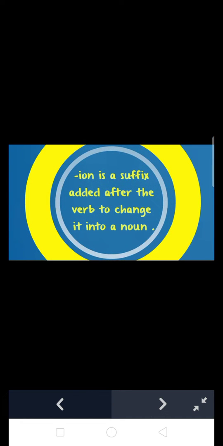Our suffix for today is the ion. When do I add the ion? The ion is a suffix added after the verb to change it into a noun. So if I wanted to change some verbs into nouns, I just add the ion to the ending of this verb. Let's see some examples.